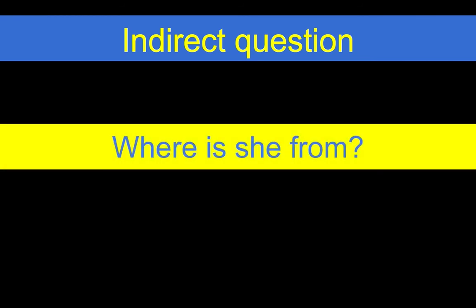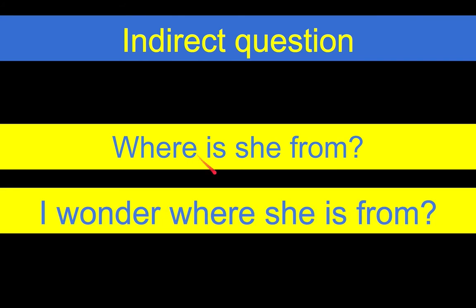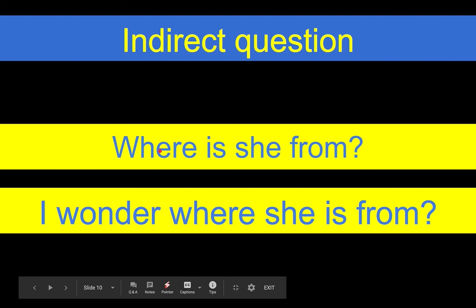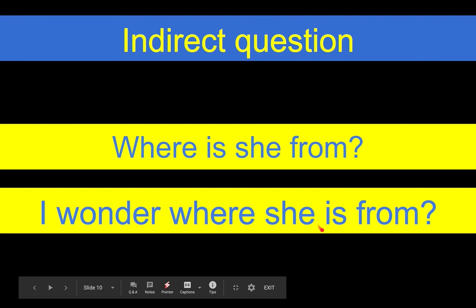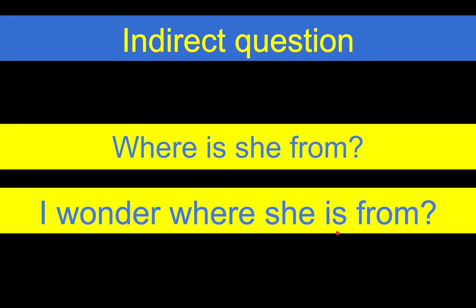So here is another example. Where is she from? Where is she from? I wonder where she is from. So look at the original question. Where is she from? I wonder where she is from. She is from. Where is she from? So be careful. We have to change the word order in this kind of question. So what is his name? What do you think his name is? Why did he leave? Can you explain why he left? Why didn't he stay? I wonder why he didn't stay.